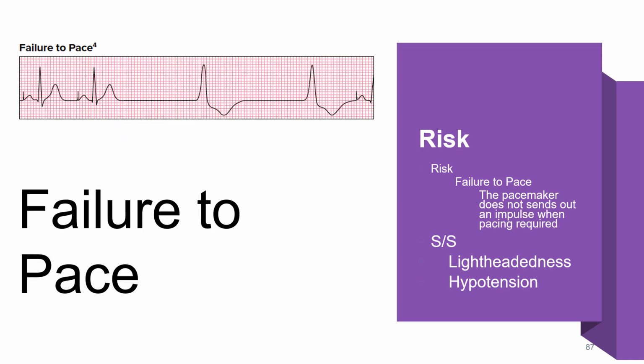Failure to pace. The pacemaker does not send out an impulse when pacing is required. Signs and symptoms can be lightheadedness and hypotension. So here, it's not doing its job. You see here the pacer spike goes off with the QRS, and then here you've got this wide complex QRS that doesn't have any kind of pacer spike to it.